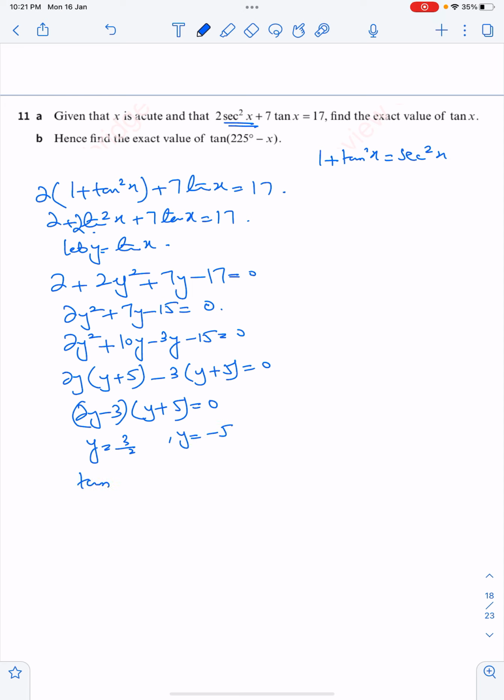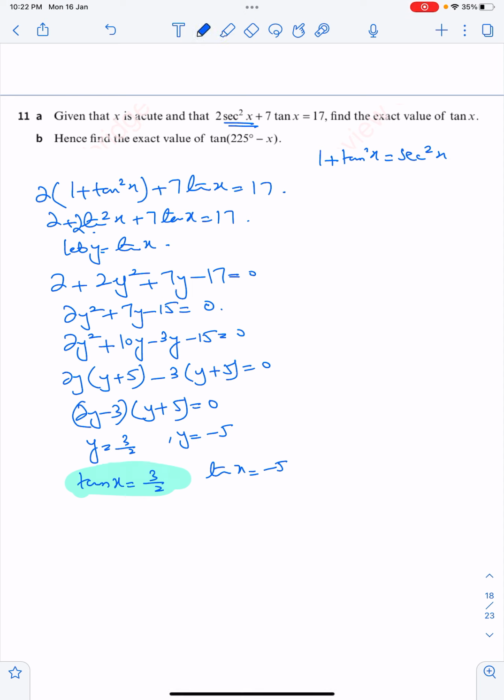Y is tan of x. Okay, find the exact value of tan of x. Tan of x is 3 upon 2 and tan of x is negative 5. Since they are saying x is acute, you will get the acute angle from here, because here you're going to get the obtuse and the reflex angle, because tan is negative in the second and fourth quadrants. So we will take this one. So the answer is tan of x equals 3 upon 2.